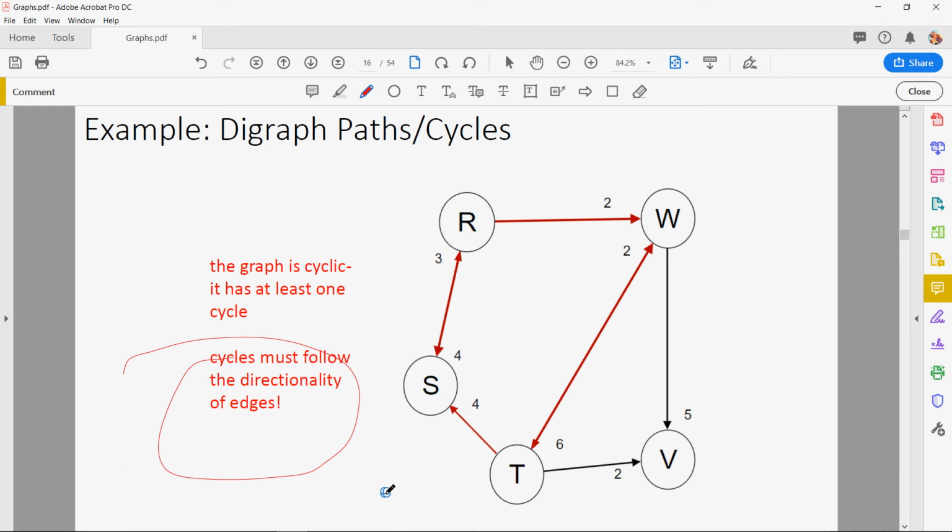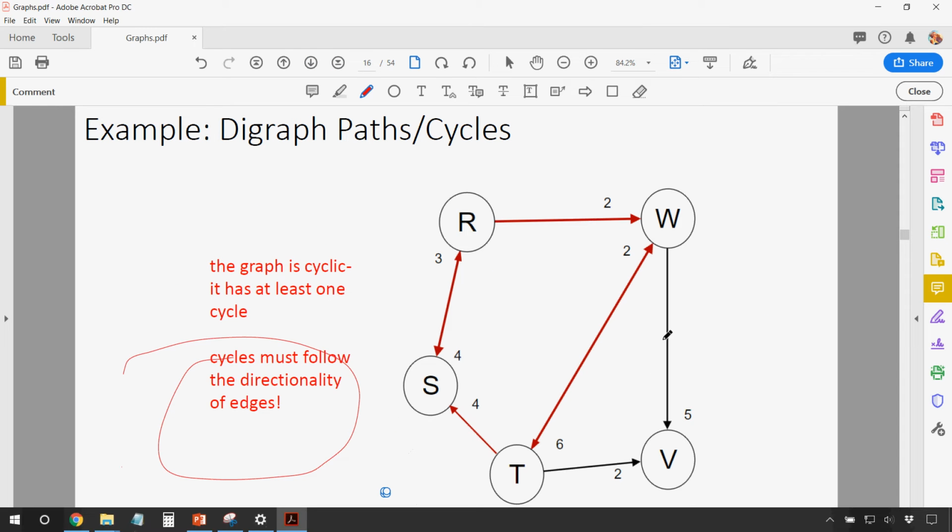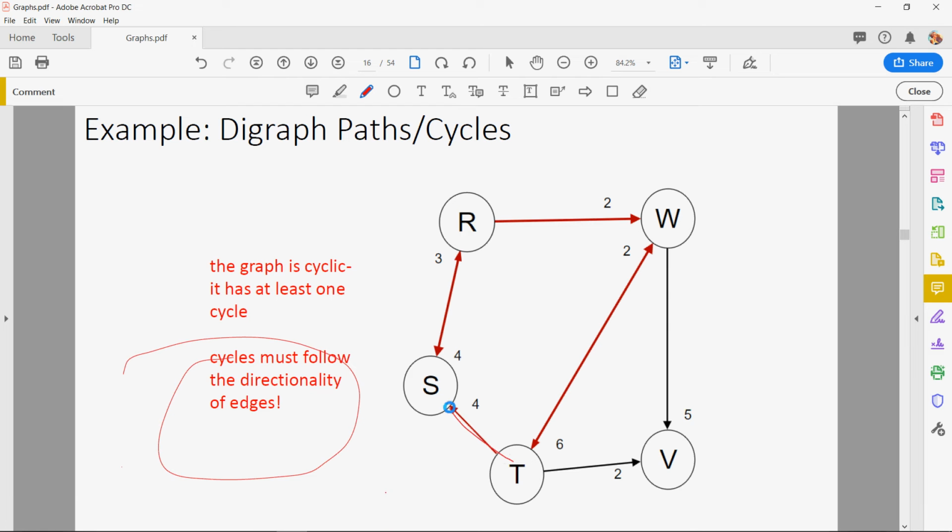This graph here is cyclic because there's a cycle that we can follow. We can start at T and go to S. That follows the direction. S leads to R. That follows the direction. R leads to W. That follows the direction. And W goes back to T. So this graph does have a cycle that follows the directionality. So this would be a cyclical digraph.